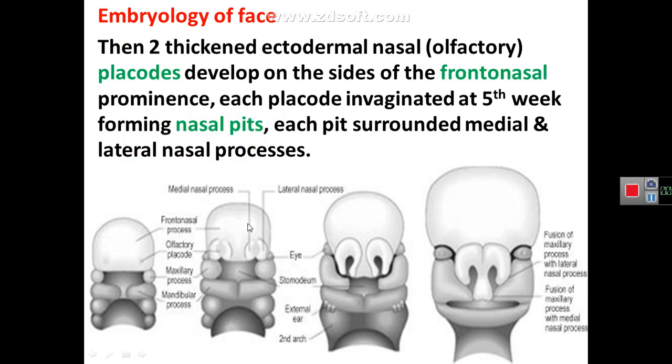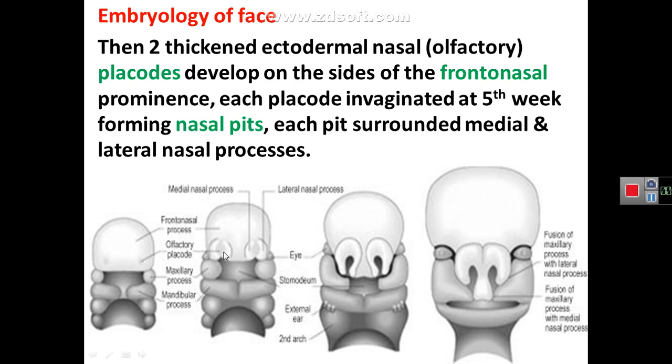Later on, the single frontonasal prominence, which is anterior or cephalic to the oral stomatal cavity, shows bilateral thickening of the ectoderm on the side of the midline, called olfactory placodes or nasal placodes. And on the sides of these olfactory placodes, the thickening on the sides of the frontonasal prominence, there will be formation of nasal processes, medial and lateral nasal processes.